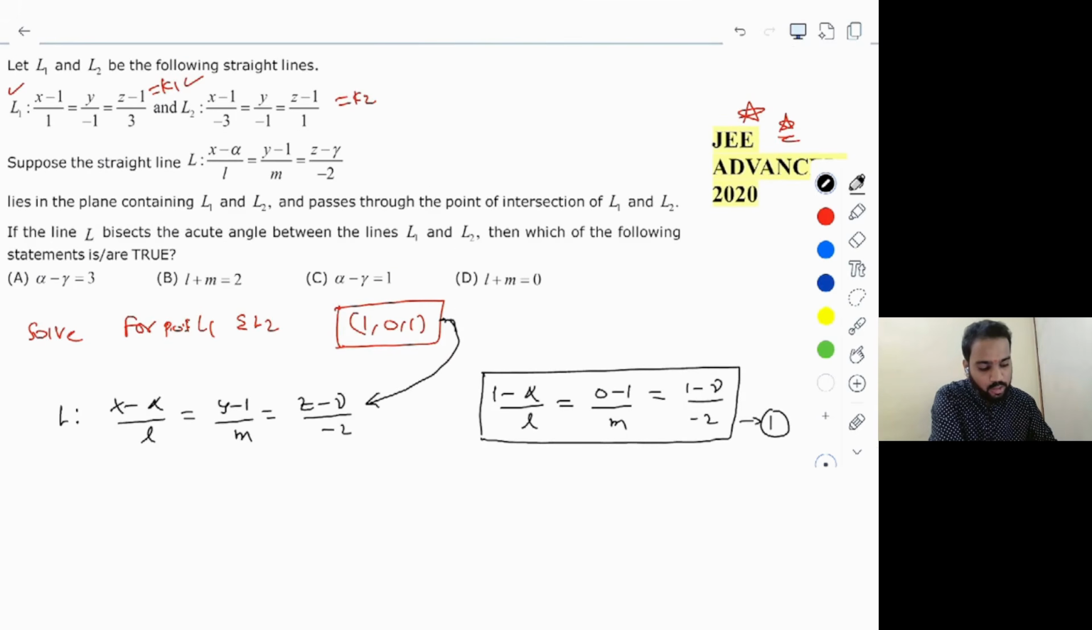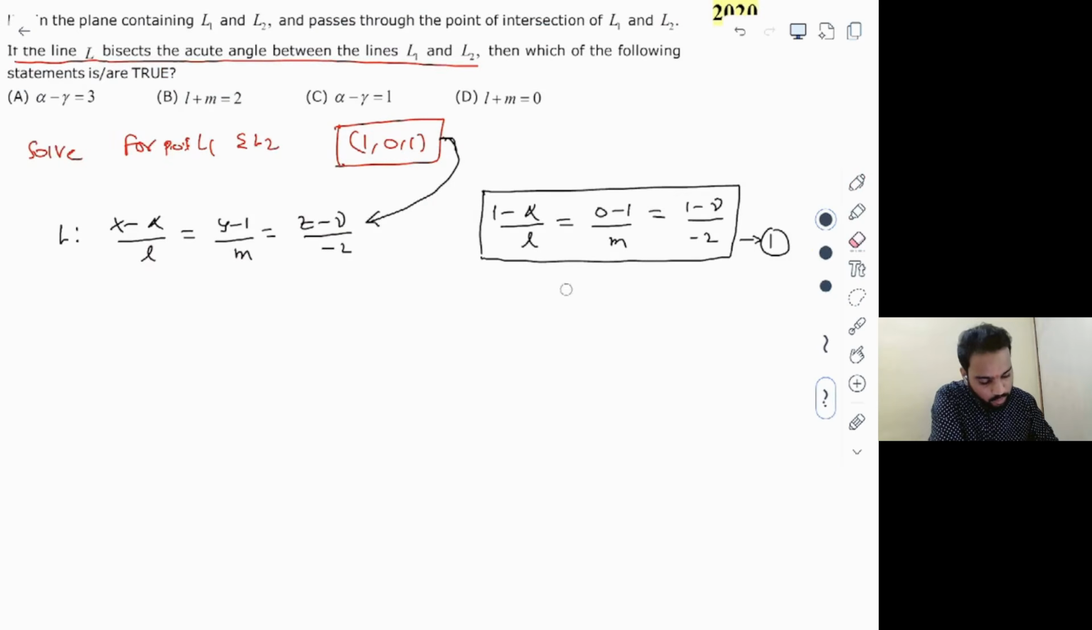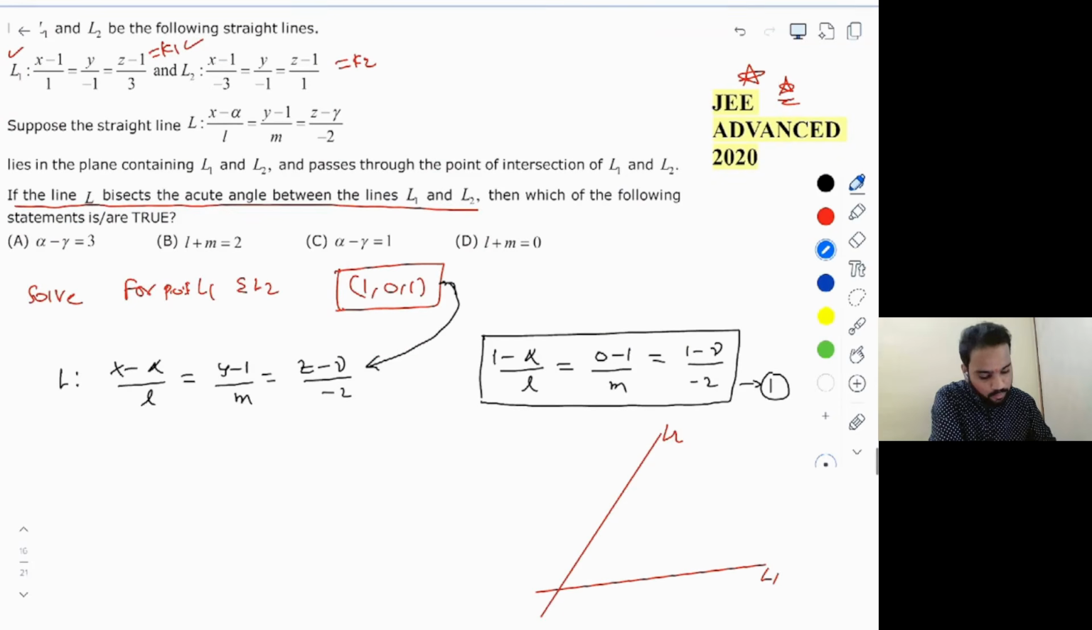Now this is the more interesting part here. They said that the line L bisects the acute angle between the lines L1 and L2. So the line L is along the acute angle bisector of L1 and L2. Let us try to see a rough diagram for this one. Let us say this is line L1 and this is the line L2 here, and moreover I'll try to write down the DRs also for this one.